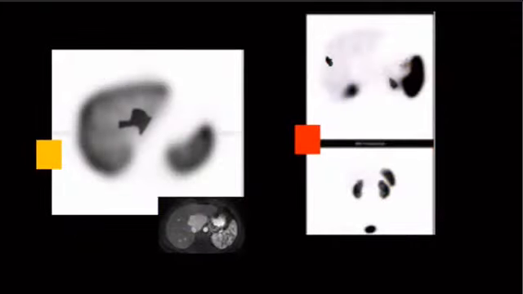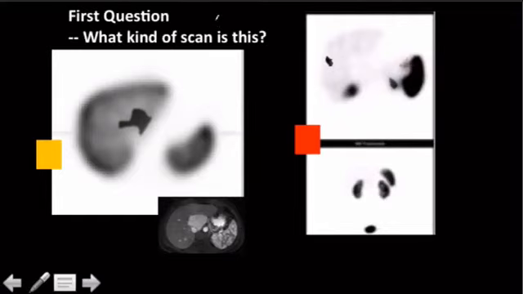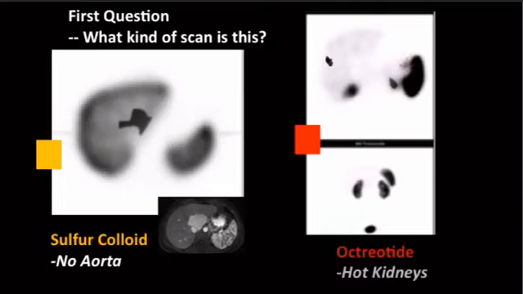Running through the same algorithm real fast here. So this versus that, we've got an orange and a red. So orange, what's our first question here? It's always, what scan is it? You are showing me kidneys, so I know this is your octreotide. That means that's your sulfur colloid. Also, look how hot that spleen is relative to the liver. This one, it's sort of similar. You'd expect the liver to be probably a little bit hotter there, in a normal situation where he hasn't had colloid shift. All right.